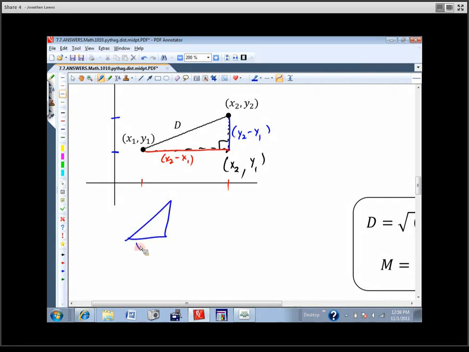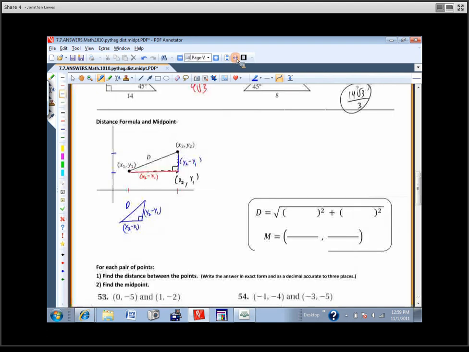y2 minus y1. So here's our triangle. This is x2 minus x1. This is y2 minus y1. And we want to know that distance right there. It's a right triangle, right? Even if I didn't make it look like it. There's a leg, there's a leg, there's the hypotenuse.